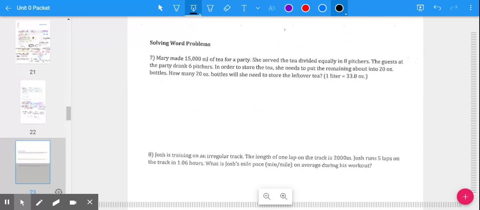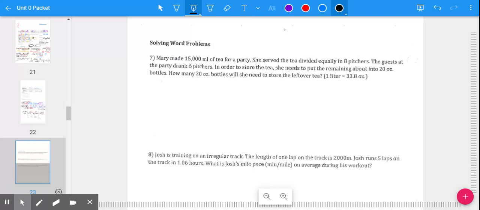So Mary made 15,000 milliliters of tea for a party. She served the tea divided equally into 8 pitchers. The guests at the party drank 6 pitchers. In order to store the tea, she needs to put the remaining tea into 20-ounce bottles. How many 20-ounce bottles will she need to store the leftover tea?